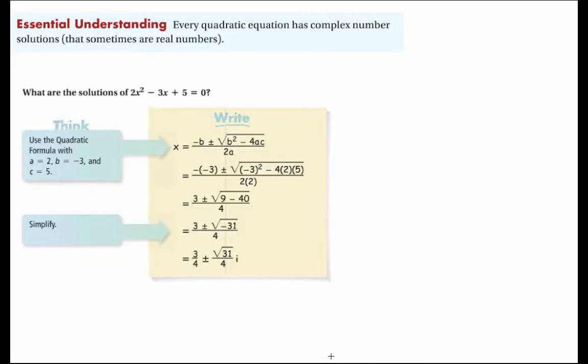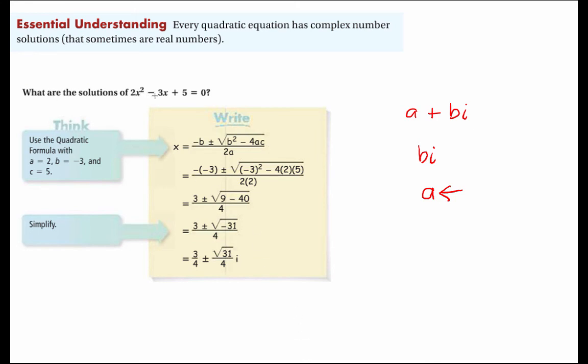So, final concept here. Every quadratic equation has complex number solutions. Remember, complex number a plus bi. If a is 0, then we just have a pure imaginary number. If b is 0, then we have just a regular real number, and these are the ones that we're used to working with.